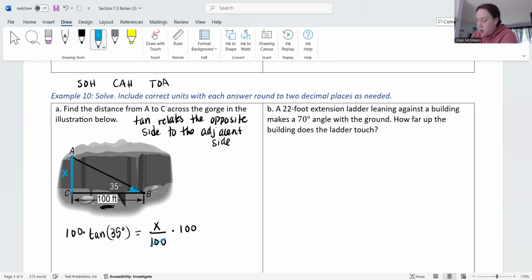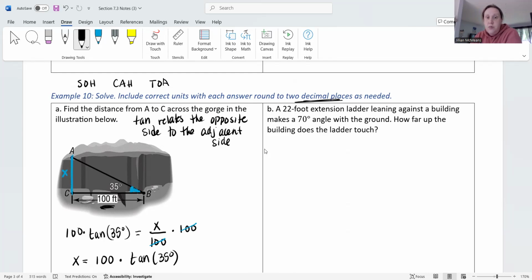When I do that, the 100s on the right cancel. So that leaves me with just x, and what we have is that x equals 100 times tangent of 35 degrees. If we can solve this right here and round to 2 decimal places, we can get the distance across this gorge, which is the length of A to C, which we said is just x. So let's go back to the calculator. Make sure you've written this down before I switch screens. Remember, I don't love my calculator setup, but we use what we have.